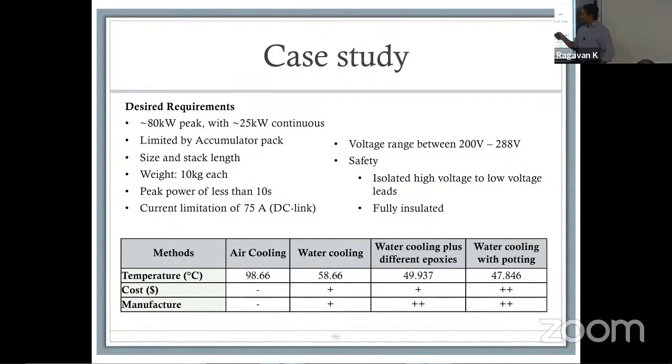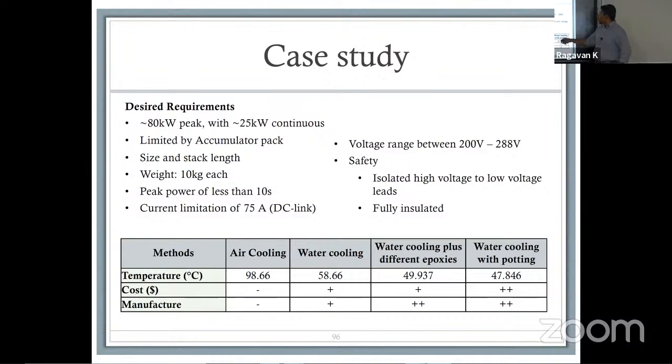We did this case study specifically, and there you go, I got the answer here. We had the table. We had an 80 kilowatt peak, 25 continuous. We had an accumulator pack limiting our size, and we wanted a peak power for less than 10 seconds. The current limitation was about 75 amps from our DC link. We analyzed different cooling methods, specifically to your question about what temperature we observed. We saw that if we did water cooling plus different epoxies, we got the lowest temperature.